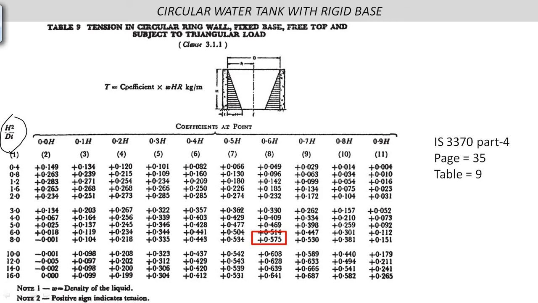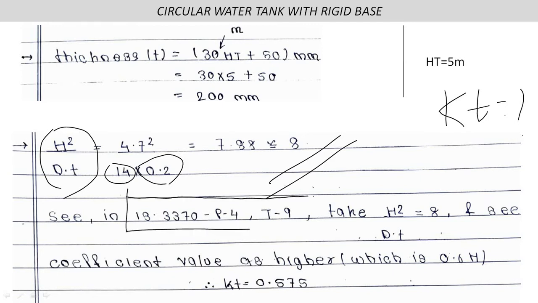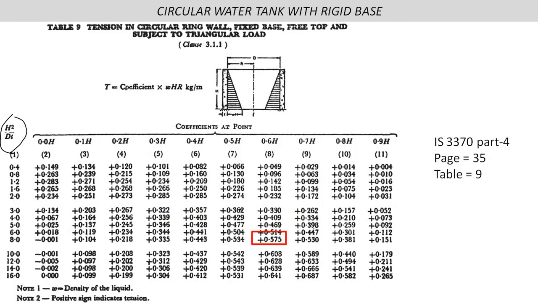So first we will find the value of h square upon dt. We have the value of h, which is the depth or the height of water, 4.7, its square, divided by diameter of the water tank, which is 14, and thickness is 200 mm. We have to convert into meters, so it will be 0.2 meter. So we will have the value of h square by dt as 8. So we have to see the IS 3370 part 4, table number 9. So we will see this. So our value of h square upon dt is 0.8.